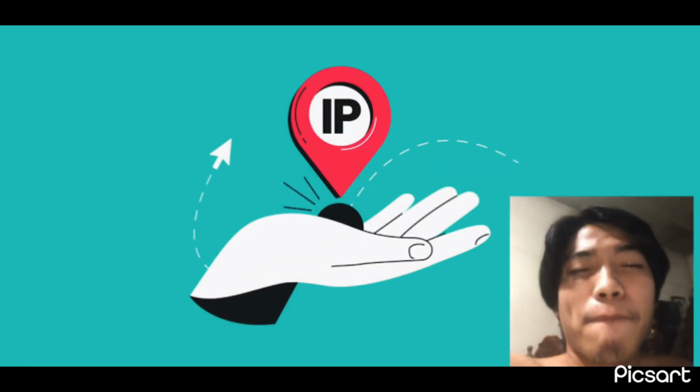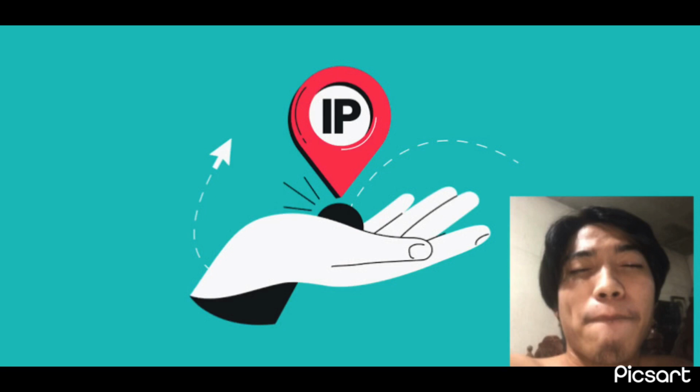Next naman natin ay IP command. Ito ay isang pangunahing command na ginagamit sa Linux para sa pagkumpigura ng mga network interface at iba pang network settings. Sa pamamagitan ng IP command, maaari nating tignan ang mga network interface ng ating system, pati na rin ng kanilang mga IP address, subnet mask, at default gateways, at iba pang impormasyon.